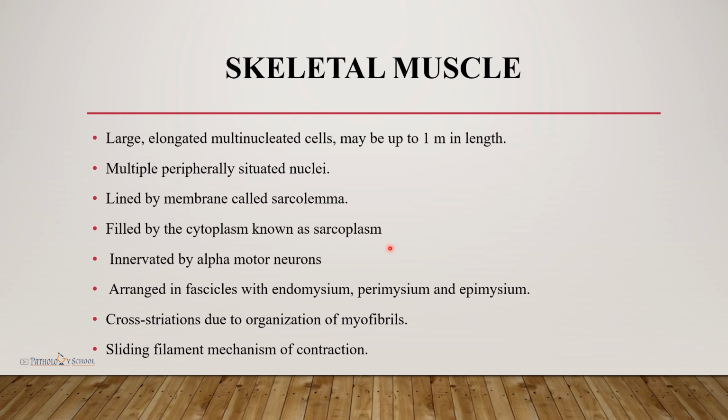The skeletal muscle fiber is a large, elongated, multinucleated cell, maybe up to 1 meter in length. It has multiple peripherally situated nuclei. The muscle fiber is lined by a membrane called the sarcolemma, which is filled by the cytoplasm known as the sarcoplasm. They are voluntary muscles, so they are innervated by alpha motor neurons. They are arranged in fascicles with endomysium, perimysium and epimysium. The cross striations are due to the organization of the myofibrils. The mechanism of contraction is the sliding filament mechanism.